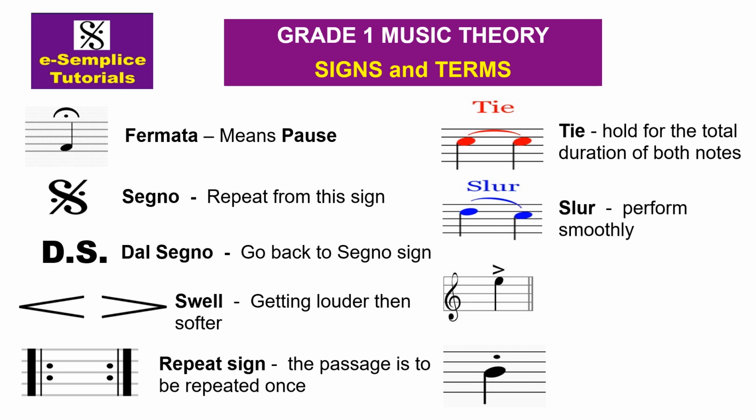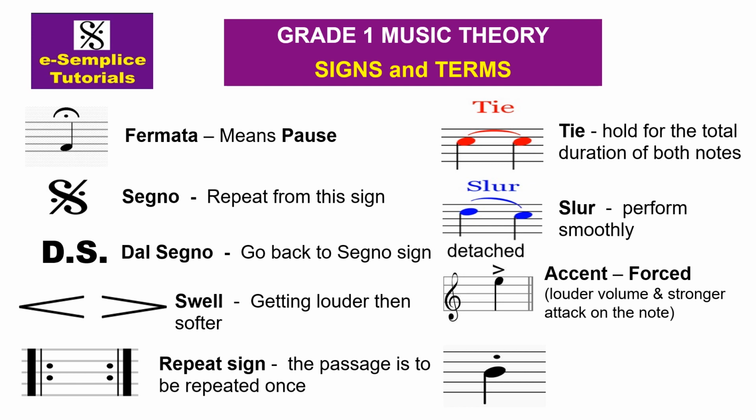Slur means perform smoothly. Accent means forced. That is, louder volume and stronger attack on the note. But if you find this in the exam, just write forced as the meaning of accent. Then we have staccato dots. If you find a dot on top or below a note, it means short or detached.